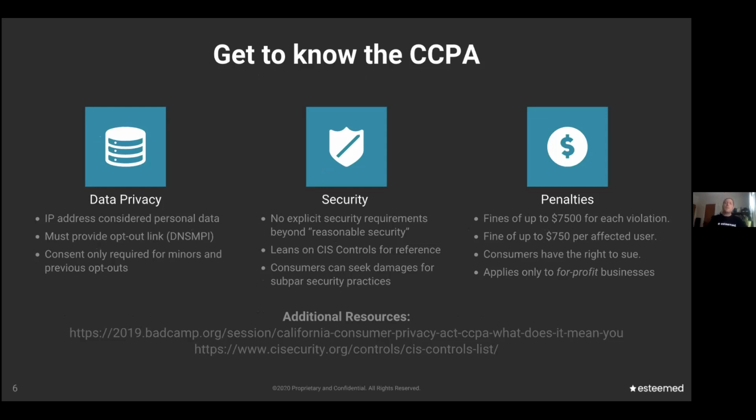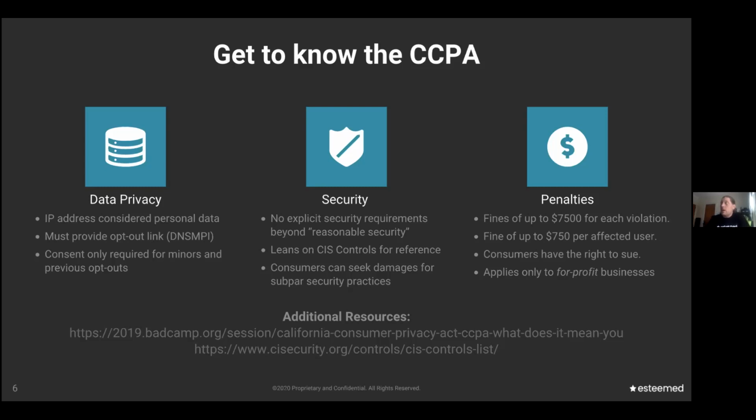Security components are also a little more lax with the California regulation. There are no explicit security requirements outlined in the actual statute beyond reasonable security. But it leans on something called CIS Controls, which is the Center for Internet Security. And you can see the links at the bottom there. Essentially the Center for Internet Security has its own website, and the CIS controls are listed in detail there. And consumers can seek damages for subpar security practices if they're discovered.